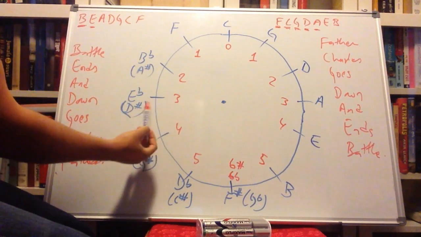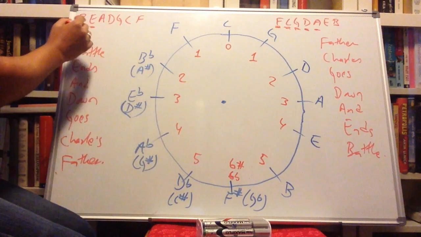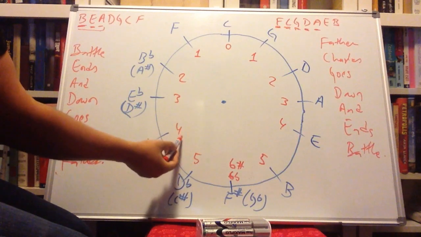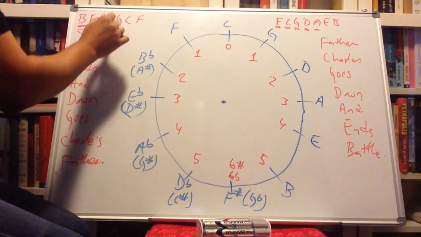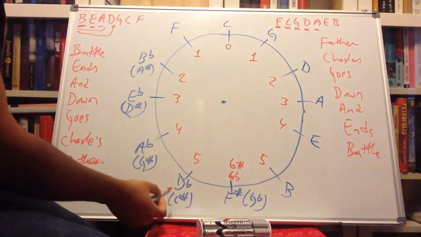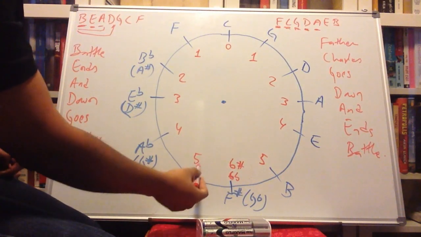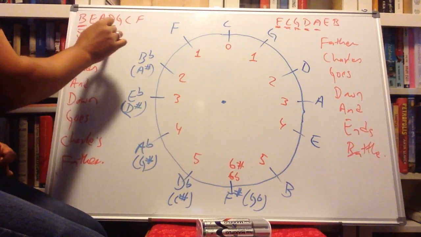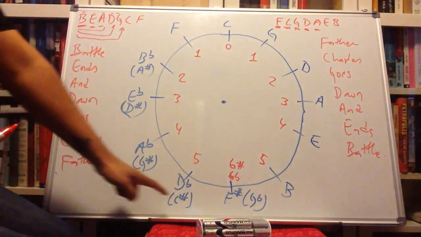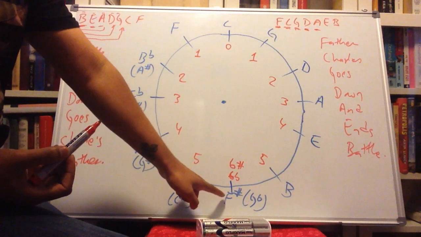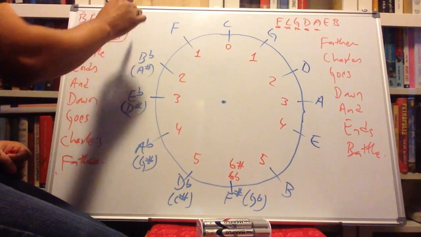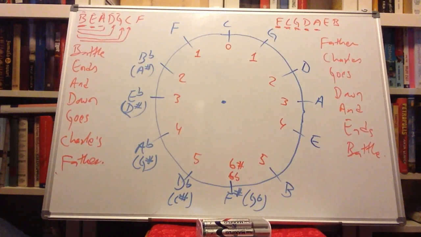E flat has three flats. What are they? B, E, A. Three flats. A flat has four flats. What are they? That is this. B, E, A, D. Battle ends and down. And D flat has five flats. What are they? B, E, A, D, G. Right? Same case here. It has six flats. What are they? 1, 2, 3, 4, 5, 6. Here.